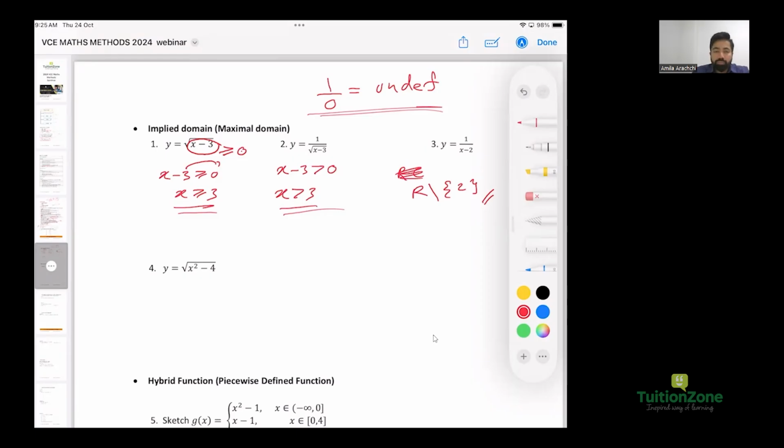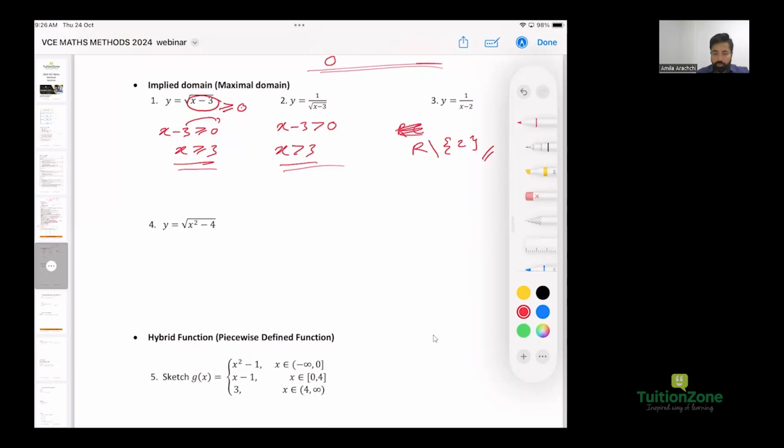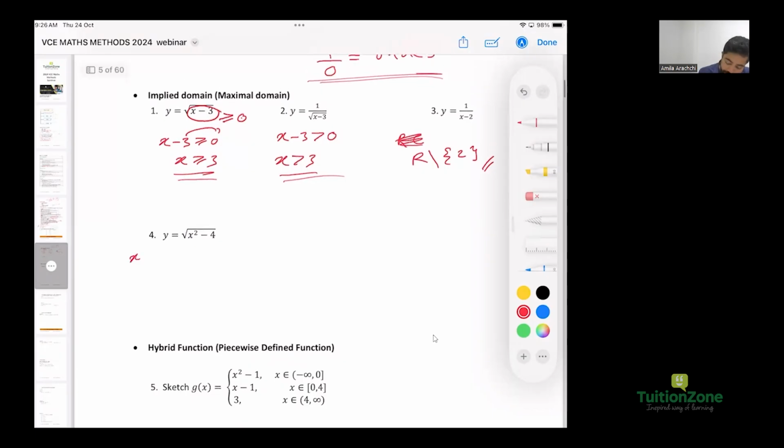Number 4. Use the same technique, but a bit more involved: x squared, take away 4, greater than or equal to 0. And then factorize it. The factors are x plus 2, x minus 2. And then the values, you end up getting 2 and negative 2. So you can see it's a positive parabolic shape. If you draw the number line, the sign diagram, you end up getting something like this.